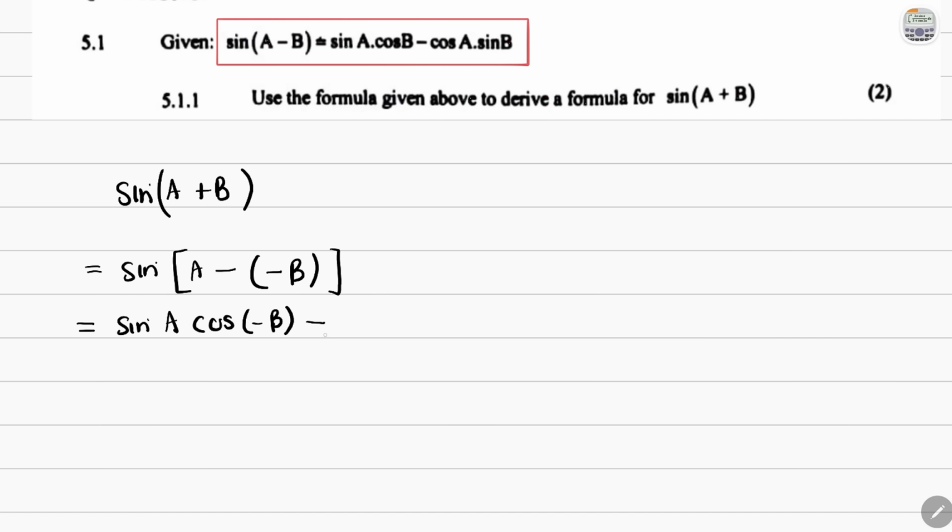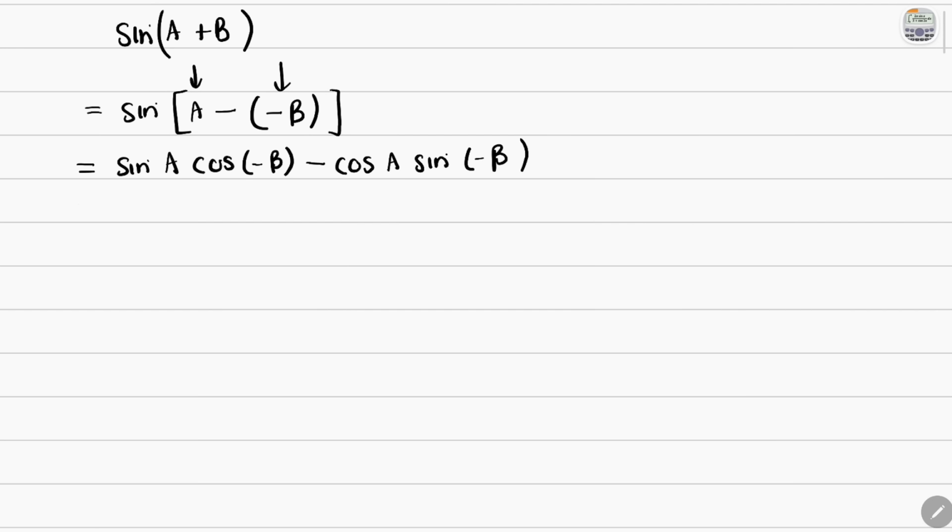And then minus in the middle and cos, and we have A, the first angle. Our first angle is also an A, just like this. So we'll just say A. And then sine B, but our second angle is a minus B. So minus B. And all you have to do is simplify this.